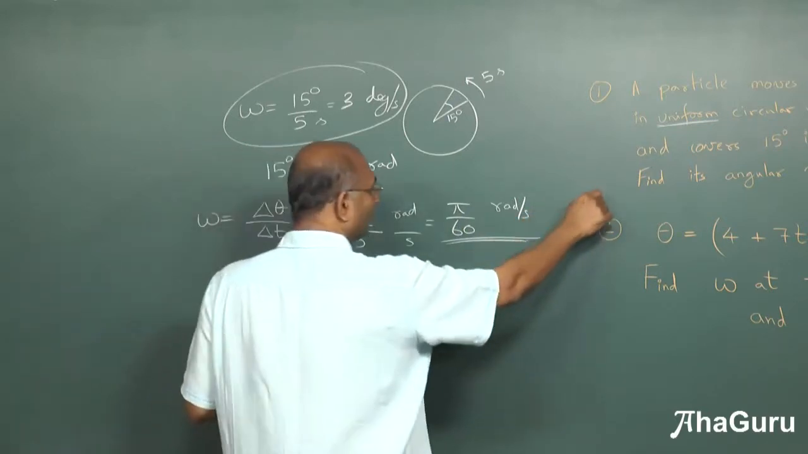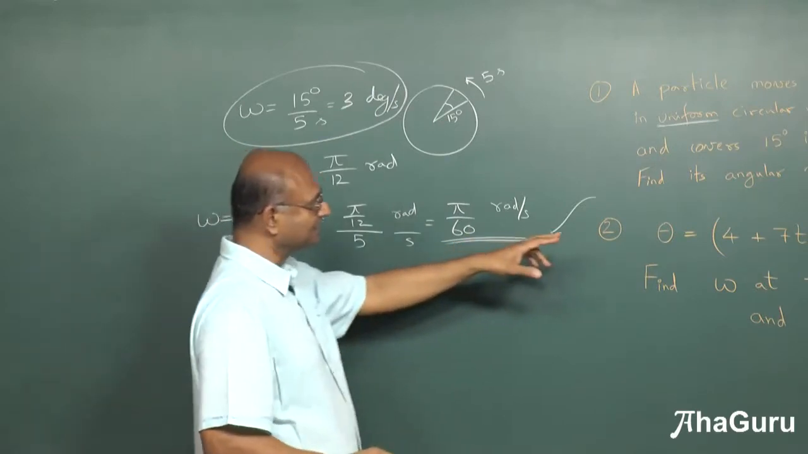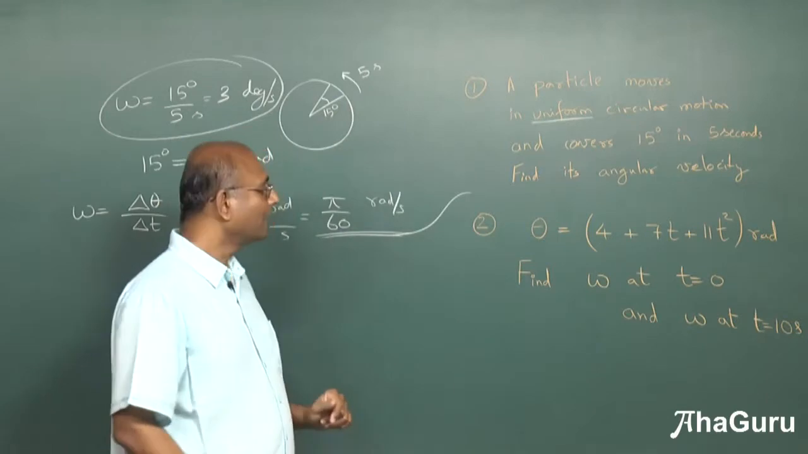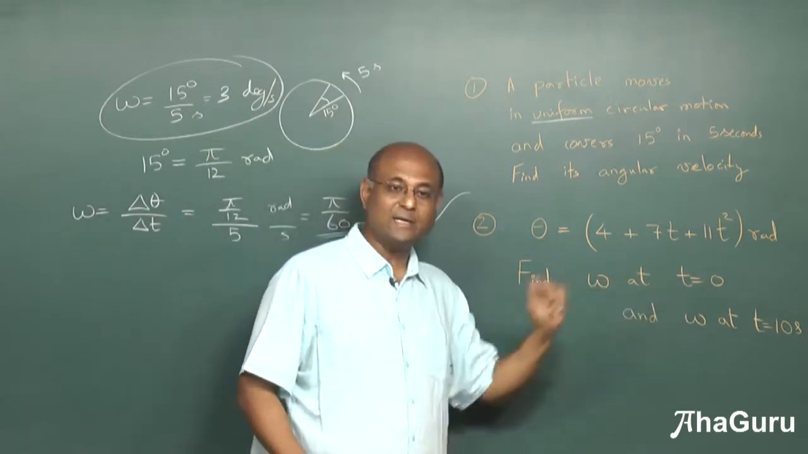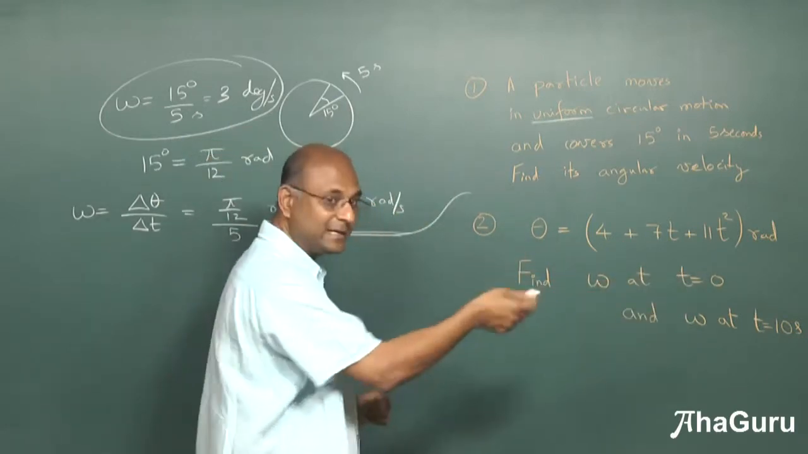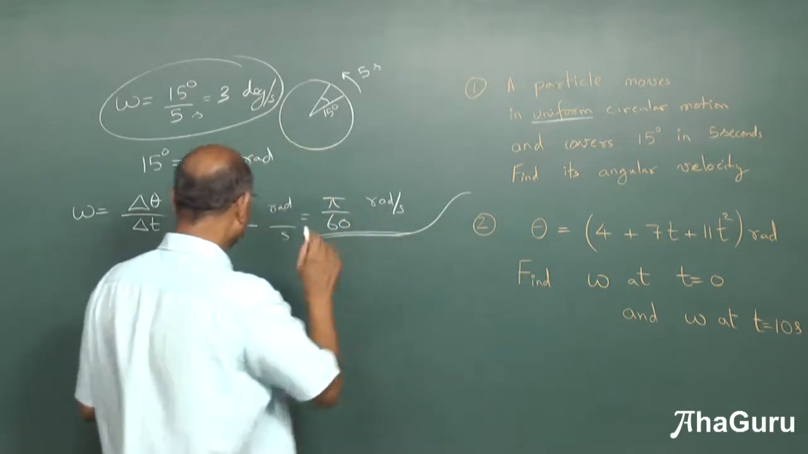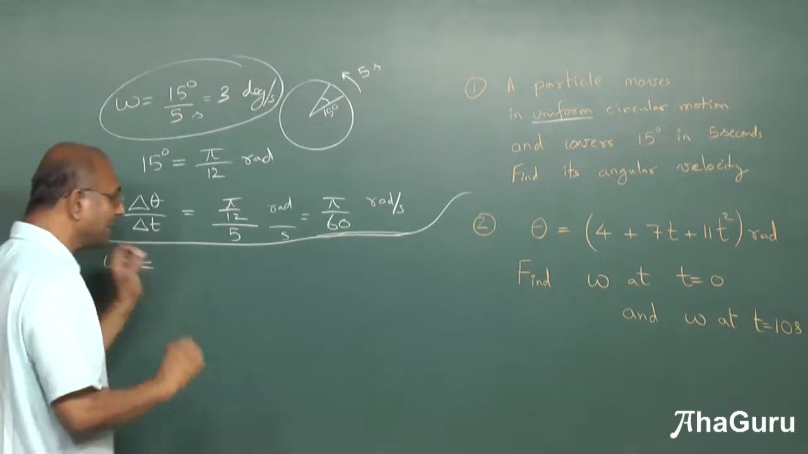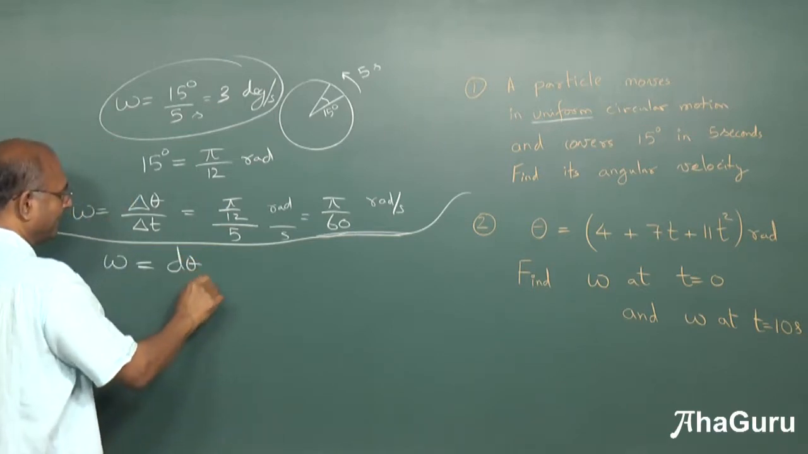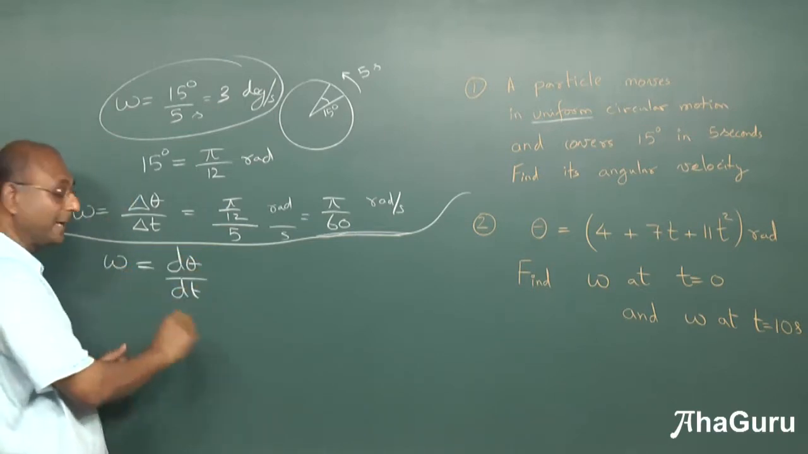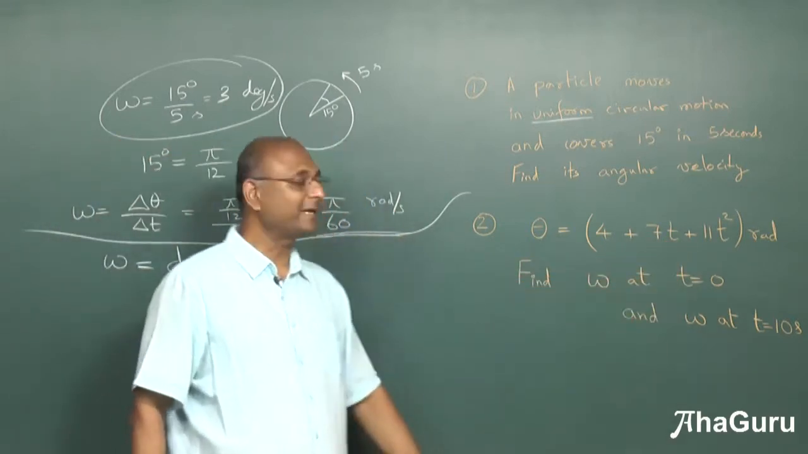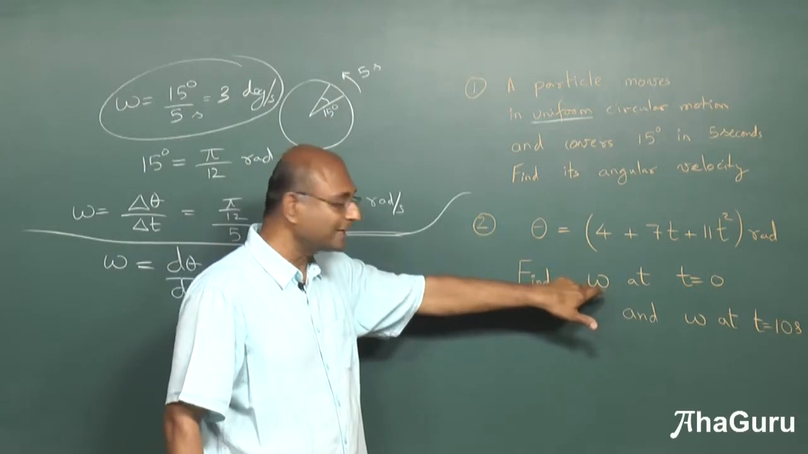Now let us go to the second question that is asked. The theta is given, it is 4 plus 7t plus 11t square. Okay, we want to find omega at t equals 0 and omega at t equals 10 seconds. What is omega at t equals 0? Let's calculate. Omega in general is d theta by dt. This is omega at time t. This is the instantaneous. Whenever somebody asks you like this, it means instantaneous angular velocity.